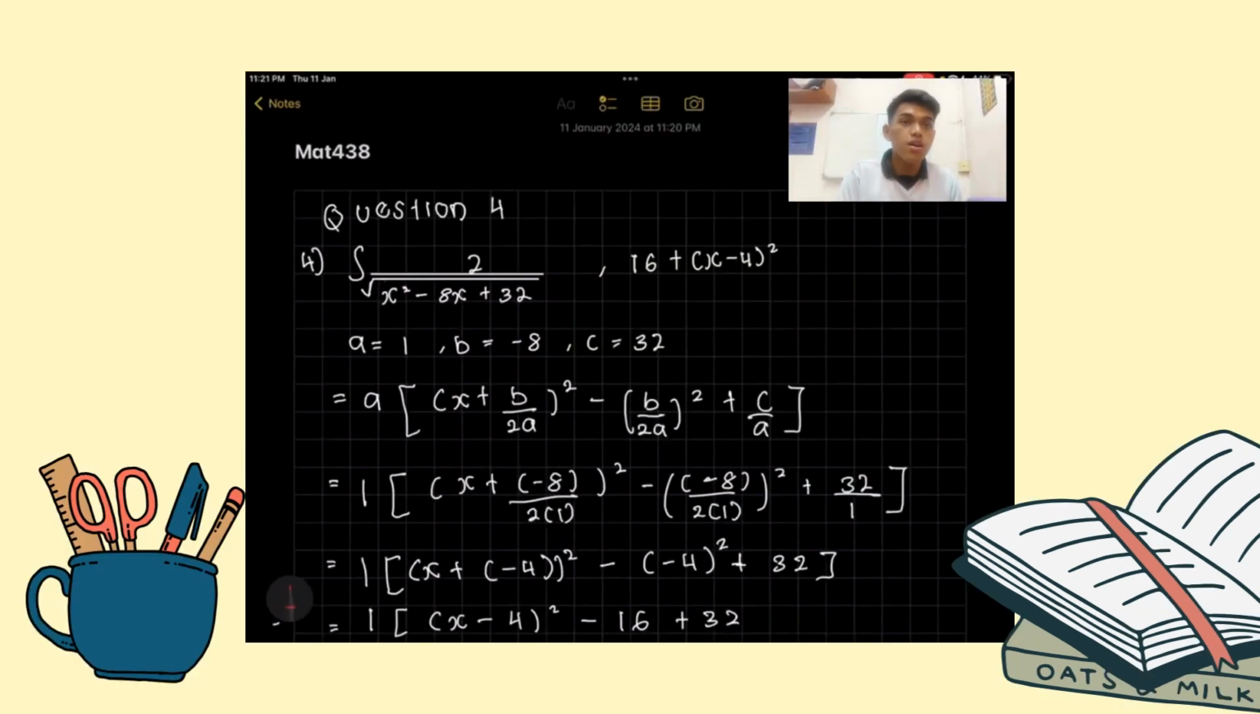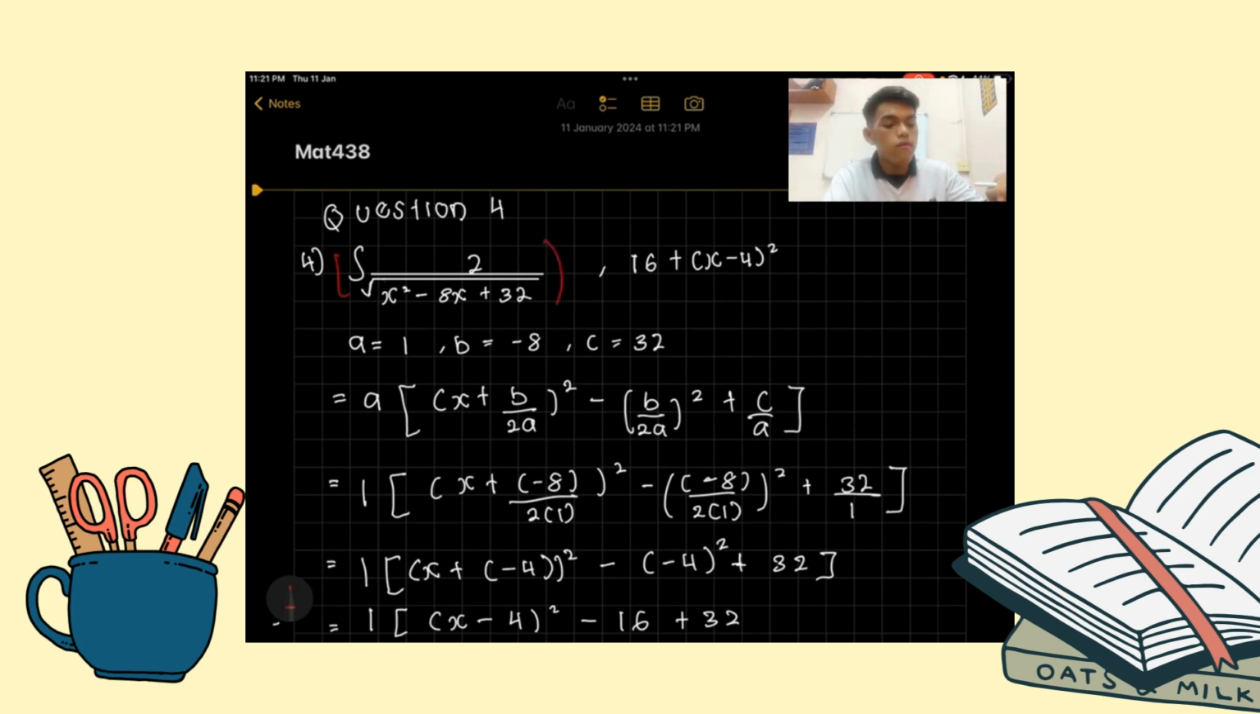Assalamualaikum. Today I will do question 4, which I take from the past year paper, December 2019. This question is about completing the square, and the question is integrate 2 over the square root of x squared minus 8x plus 32.